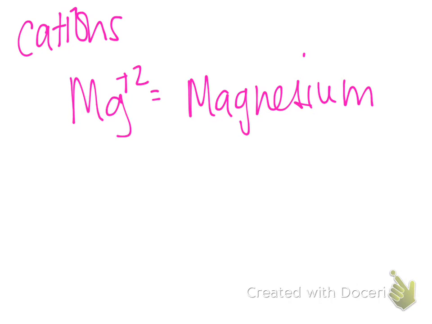Okay, any questions about monatomic ions? Those are the easy ones. Now let's start putting some together here. Okay, today we're gonna start memorizing something called polyatomic ions.